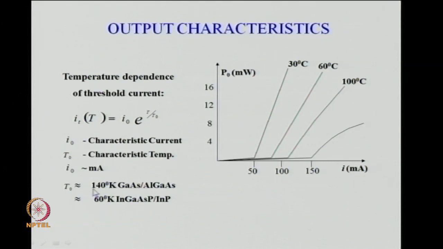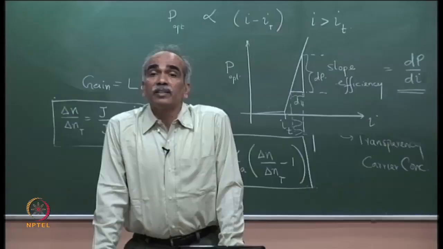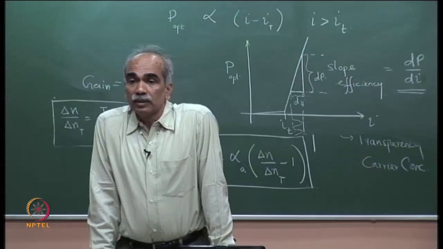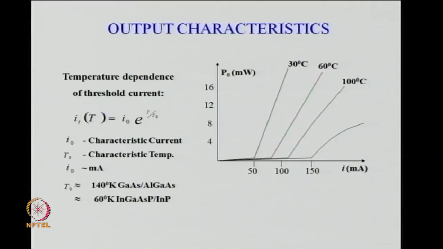A larger value of T_0 means less sensitivity to temperature. In fact, if you use quantum well lasers, the T_0 is very large. They are much less sensitive to temperature variations. Typically 375 degrees is the T_0 value for quantum well structures. Whereas indium phosphide lasers are more sensitive, and you can see the T_0 here. So this is the relation which tells you how the threshold is shifting with temperature.